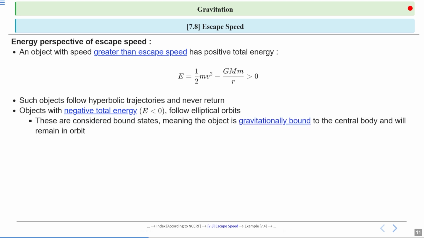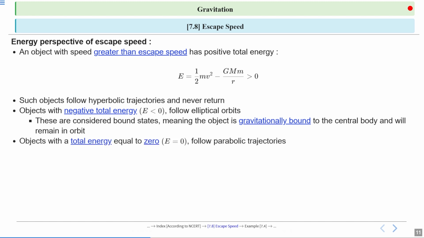These elliptical orbits are considered bound states. The object is gravitationally bound to the central body, meaning it will continue to orbit indefinitely unless acted upon by an external force.